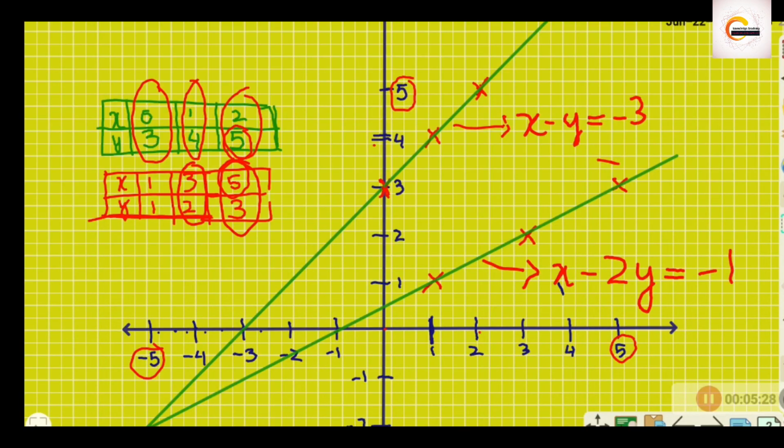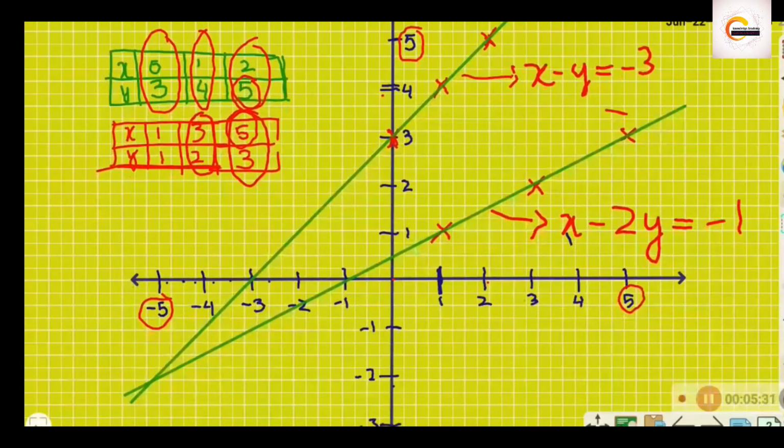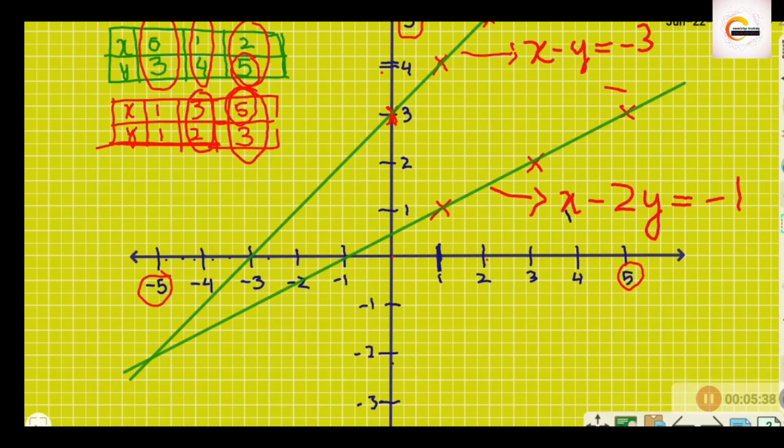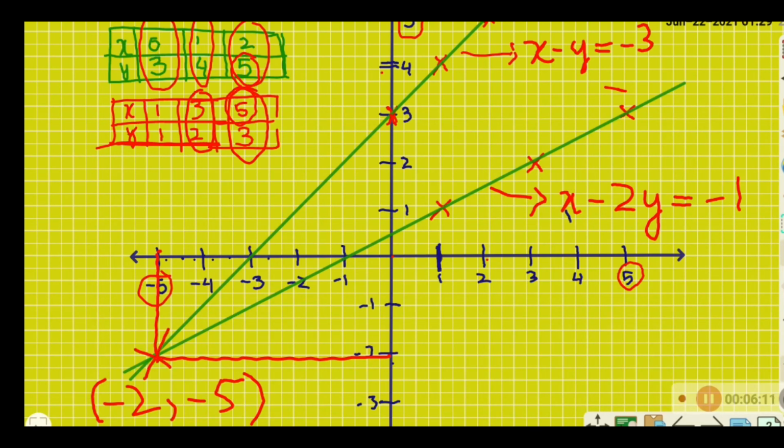Let me open the canvas first. As we can see, these two lines intersect each other at a point, at minus 2 comma 5. So this is our point of intersection.